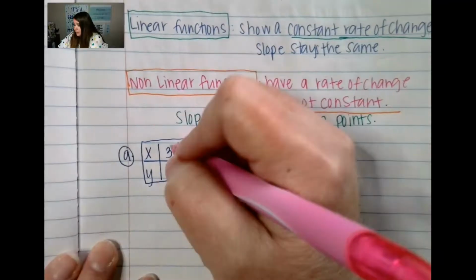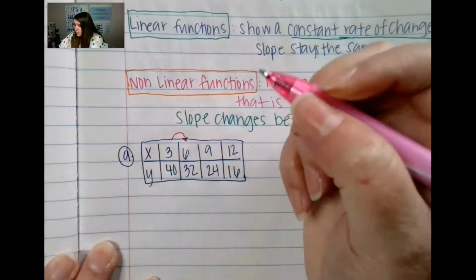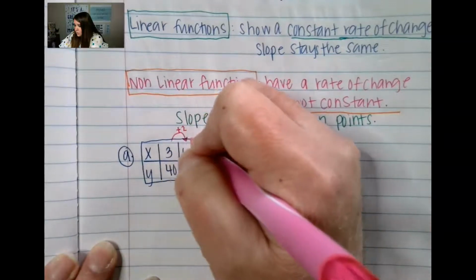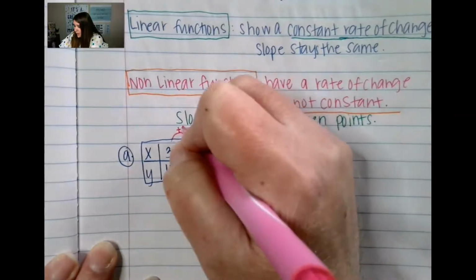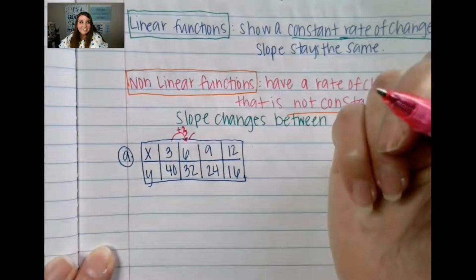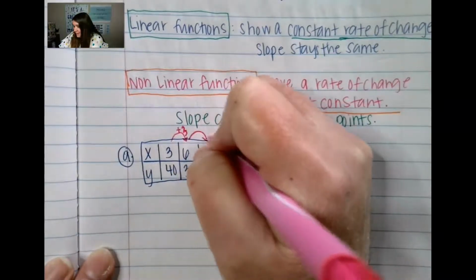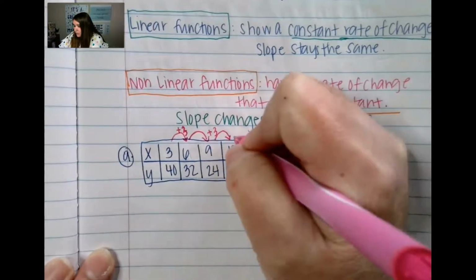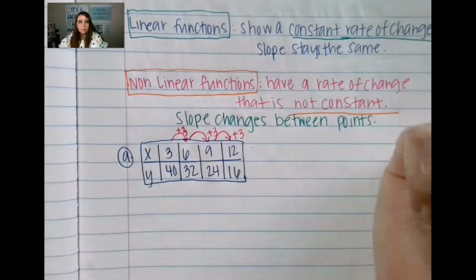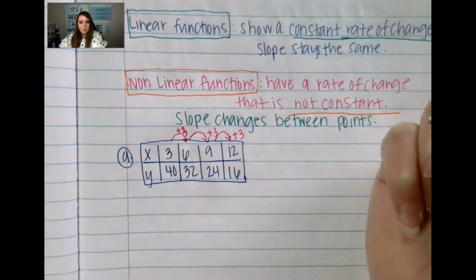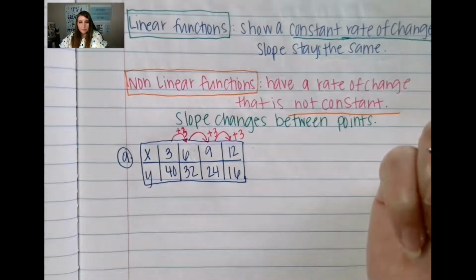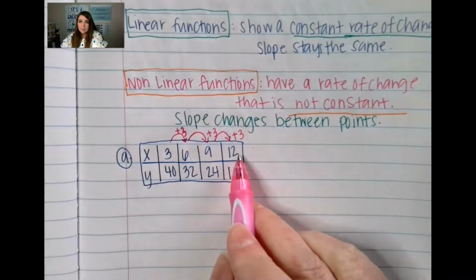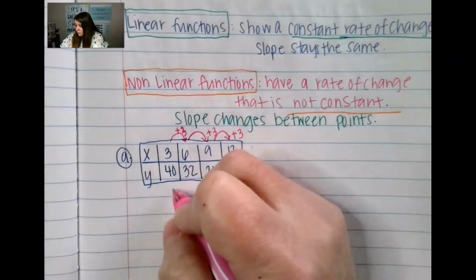So to get from 3 to 6, we are adding 3. Oh my gosh, I can't add right now. To get from 6 to 9, we are adding 3. To get from 9 to 12, we are also adding 3. So every single time on this, we add 3. So far, the rate of change on x is constant. So now we'll look at the bottom.